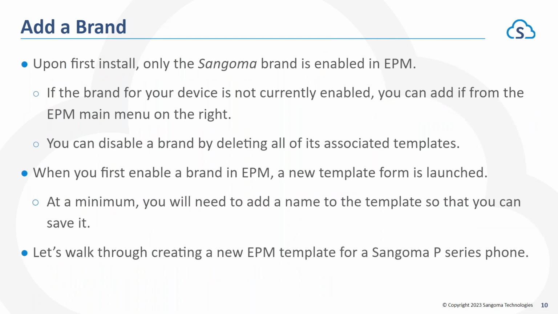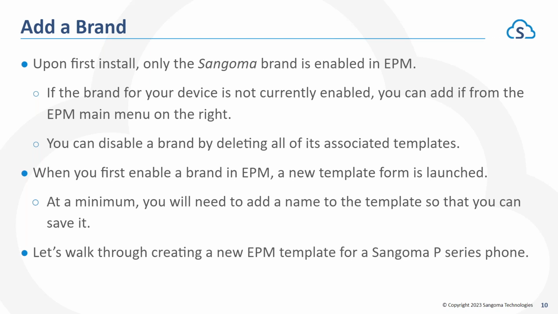On first install, only the Sangoma brand is enabled in EPM. If the brand for your device is not currently enabled, you can add it from the EPM main menu on the right. Deleting all of the templates associated with a specific brand will disable it. You would then need to re-add it again if you need it.